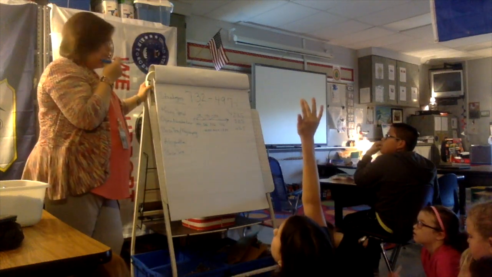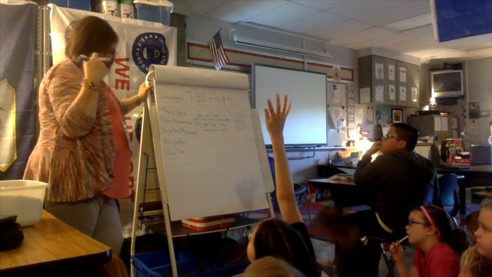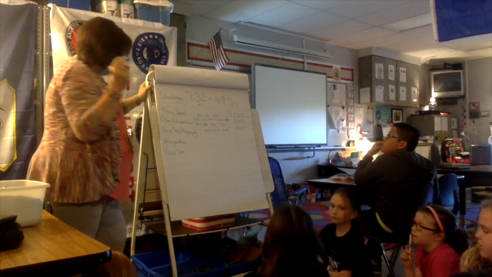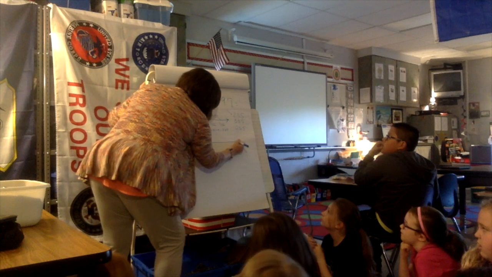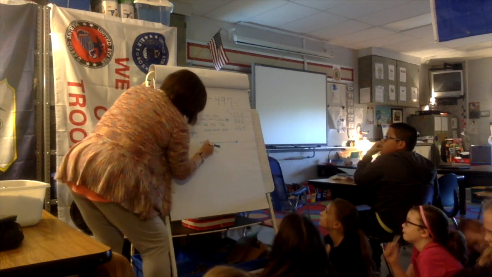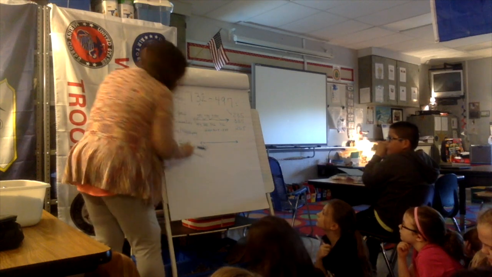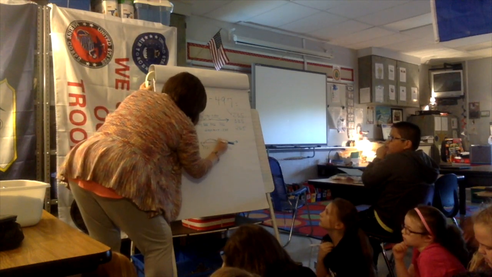Okay? So let's do another one. What did you do? I did open number line, but I did the subtract. All right, let's show that since we just did this one. Let's do the open number line, but she did the subtraction. So she started with 732. And then what? Tell me what you did. I subtracted the 400 and got 332.